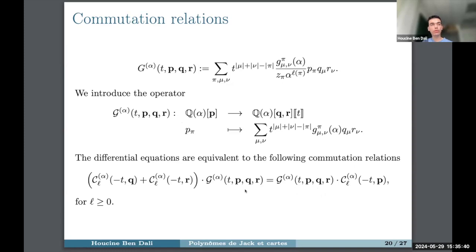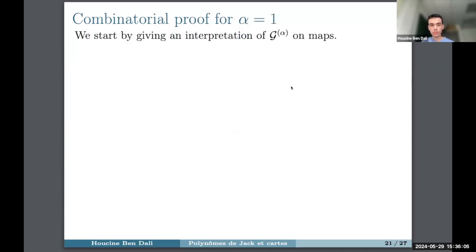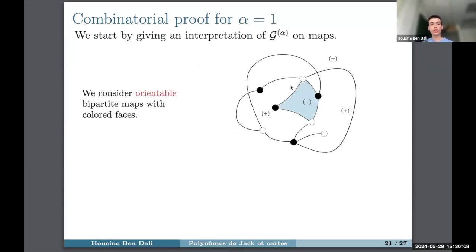So what is missing here for this combinatorial proof is that we know how the operators CL act on maps, but we do not know how the operators G act on maps. So even for alpha equals 1, we know that these coefficients G in the three partitions count hypermaps with some marked faces, but we would like to understand the action of G as an operator. So this is the first step for the combinatorial proof, and for this we will use a more general class of maps, which in some sense contain hypermaps and bipartite maps.